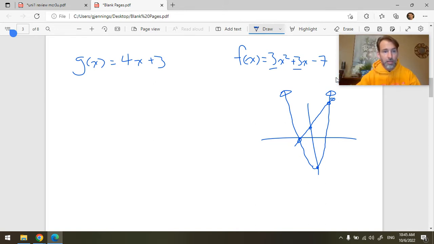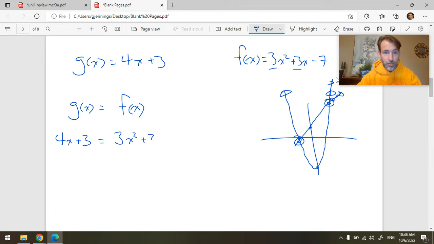I am interested in the moment when g of x, this line, is the same as this parabola, and it's the same there and there. So g of x is equal to f of x at the points of intersection. Let's find them algebraically. You could graph, but you'd be crazy. The graphing is really useful to get a quick idea, and then you check it with algebra always. Okay, equals 3x squared plus 3x minus 7.